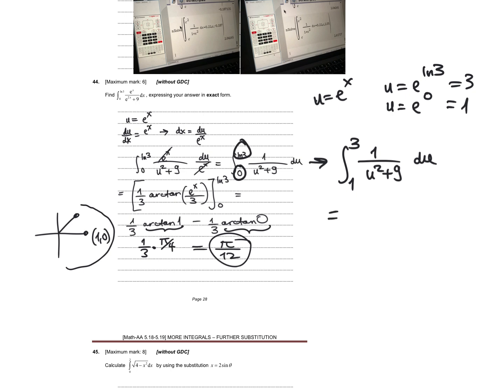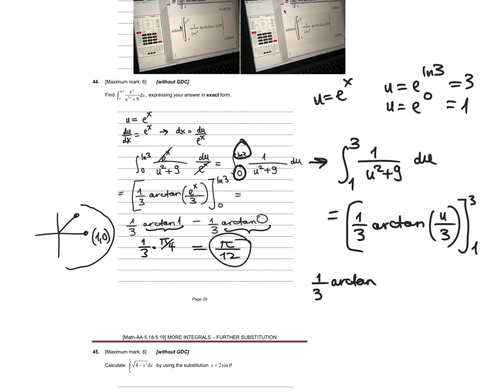So then here we would have 1 over 3 arctan u over 3. And we'd evaluate that from 1 to 3. So that's going to be 1/3 arctan 3 over 3, minus 1/3 arctan 1/3. Arctan 1 is pi over 4. So this is pi over 12 minus 1/3 arctan 1/3.